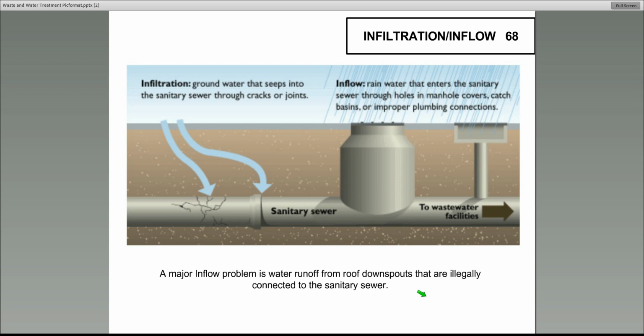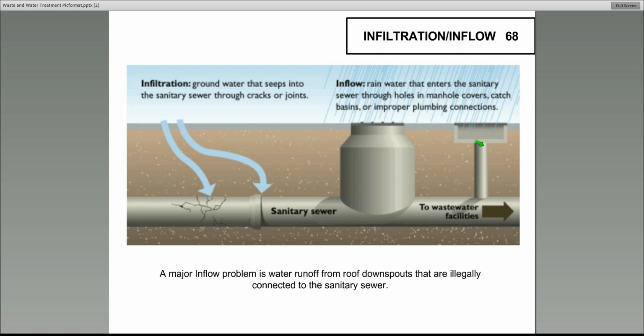You can see that infiltration is leaks into cracks or joints into the sanitary sewer lines, whereas inflow would be rainfall that would be coming through manholes. Maybe you have flooded areas. Certain areas of town will flood, and a lot of that water will go through manholes, or it'll come through other connections.